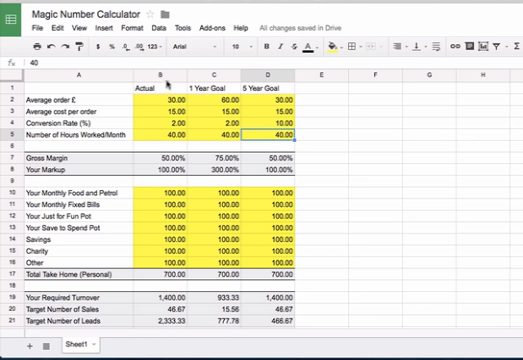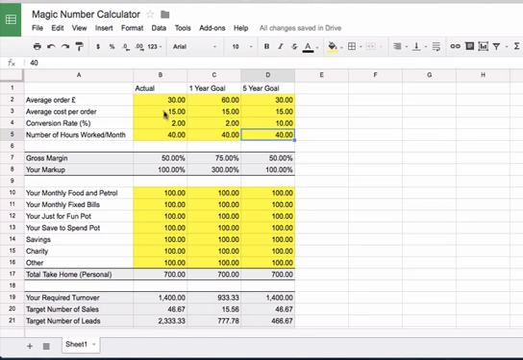So what you can do then, I've done an actual and then a 1 year and a 5 year, but you can just be playing around with them, tweaking different numbers to see how that affects your turnover, your required turnover and various things. While I've put 1 year, you might just want to say, well, if I can get my average order up to £60, but it still only costs me £15, what does that mean?